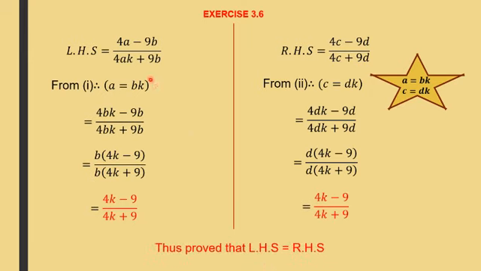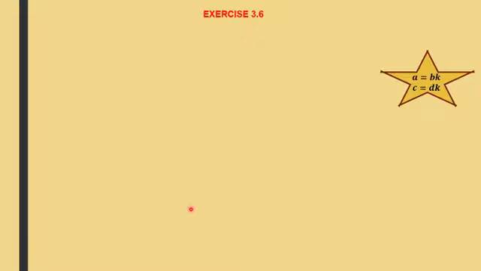In simple words, just replace a is equal to bk and c is equal to dk. Remember this, a is equal to bk and c is equal to dk. Replace in the numerator as well as the denominator. Just simplification: on right hand side d cancels with d, on left hand side b cancels with b, we get the same result in numerator and denominator on left hand side and right hand side. Now the second part is your homework.